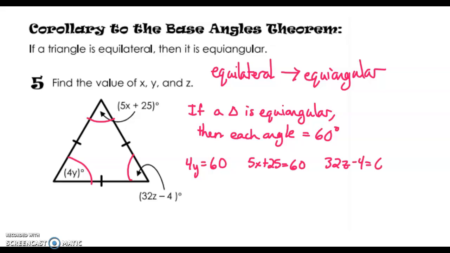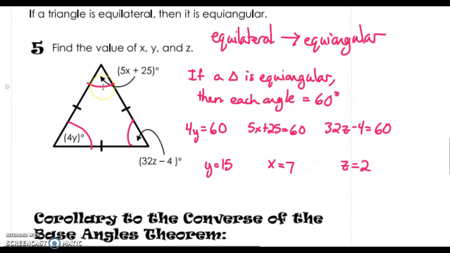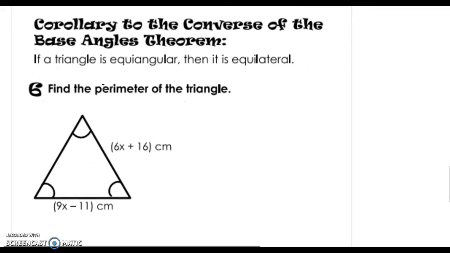Now, to not make this Edpuzzle long, and because I know you guys are pretty good at solving, I have full confidence in you, we would divide by 4 and get 15. We would subtract the 25, and then we'd divide by 5, and we get 7. We'd add the 4 and divide by 32, and we'd get 2. So there's our answers for that. So the setup is the geometry part. The solving is really just algebra.